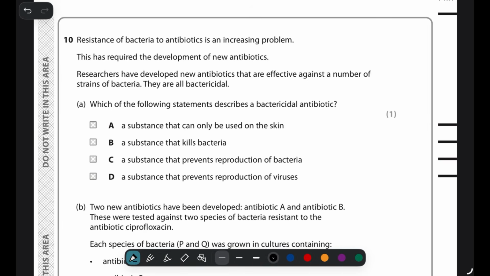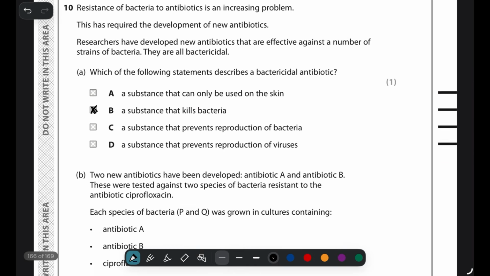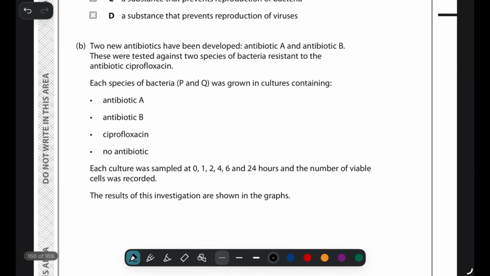Okay, so last question. We're saying resistance of bacteria to antibiotics is an increasing problem, and we need to make new antibiotics. So it's probably going to be that practical, one of the core practicals. Now, they said the researchers developed a new antibiotic effective against multiple strains of bacteria. They are all bactericidal. So bactericidal, we know, kills bacteria. Bacteriostatic is a different one, and they prevent the reproduction of bacteria. So you can see here, B is going to be your answer here, whereas C would have been if it was bacteriostatic.